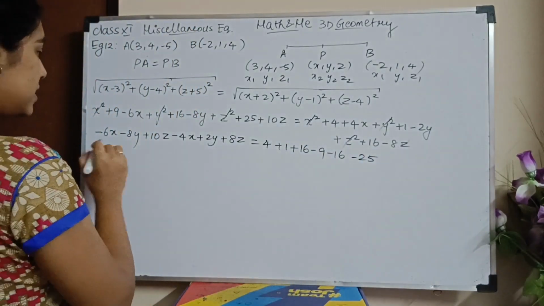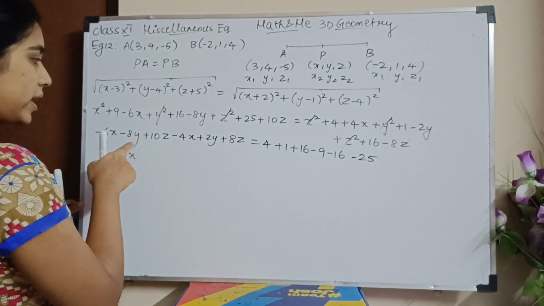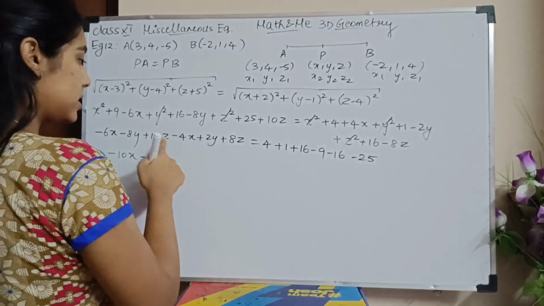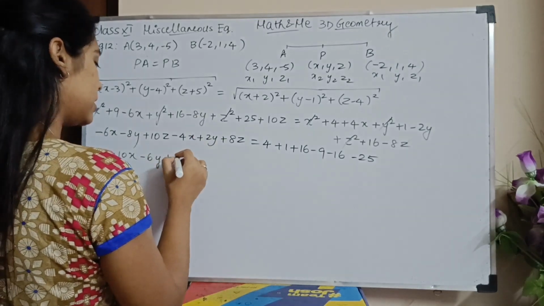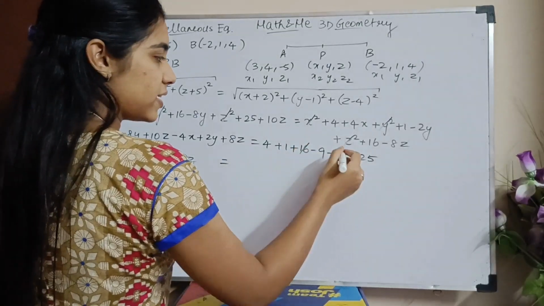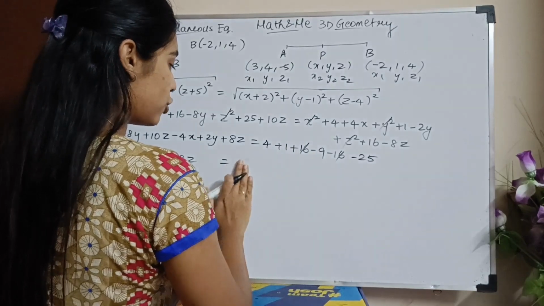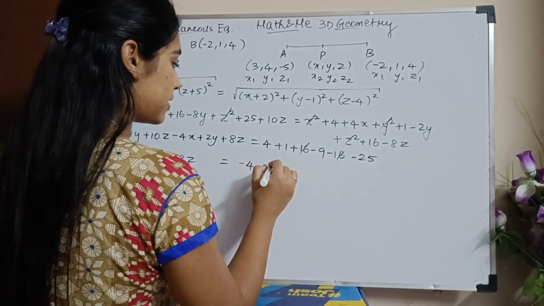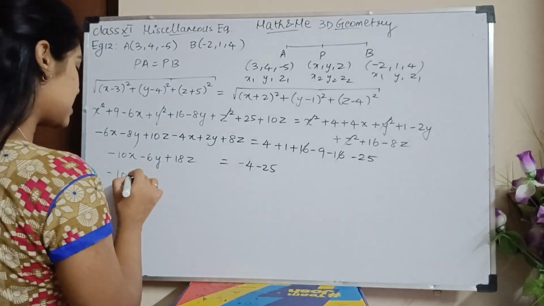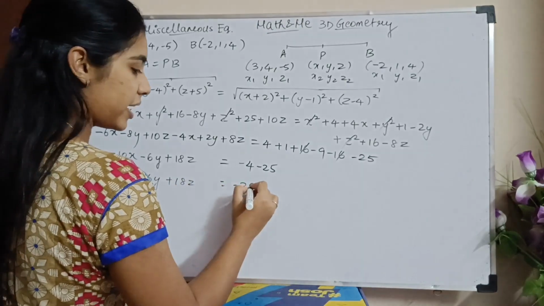So what all will get cancelled? On the LHS, minus 6x minus 4x, so this will be minus 10x. For y, minus 8y plus 2y, so it will be minus 6y. For z, 10z plus 8z, so it will be 18z. And what is in my right hand side? 16 minus 16 will get cancelled. 4 plus 1 is 5, 5 minus 9 is minus 4. Minus 4 and minus 25 will be minus 29. So what am I left with? Minus 10x minus 6y plus 18z equals minus 29.